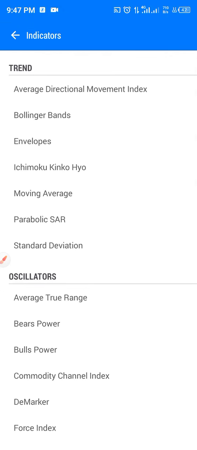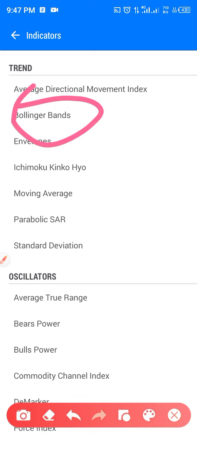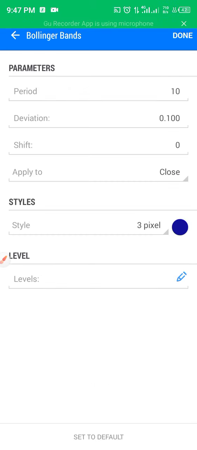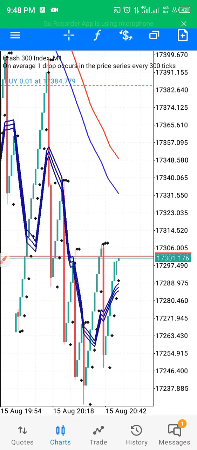Okay, here it is, Bollinger Band here. So you click on the Bollinger Band and you put your period to 10, the deviation to 0.100, shift of 0, apply to close, and choose your style according to your preference, the way you want it to look like. Okay, so we'll click done again.